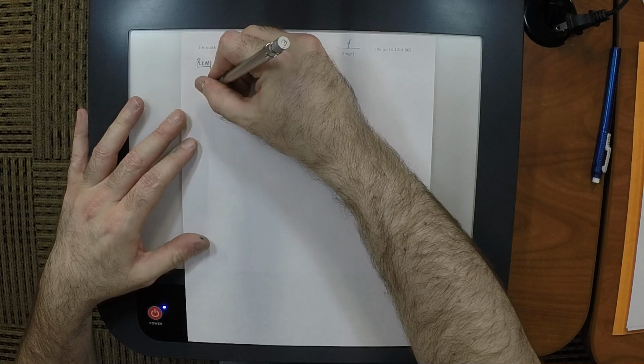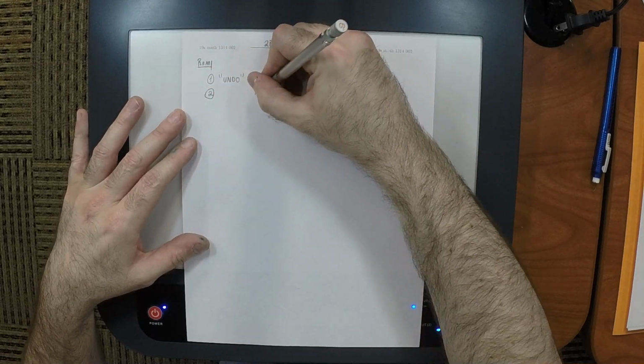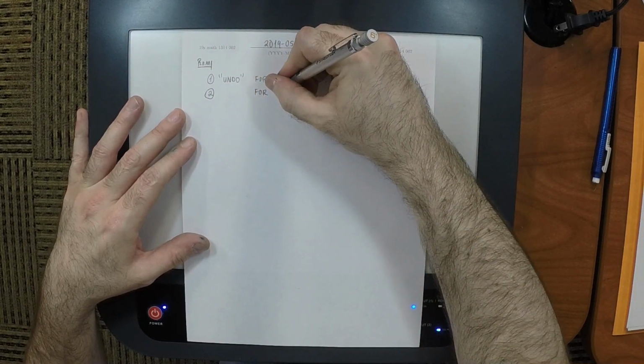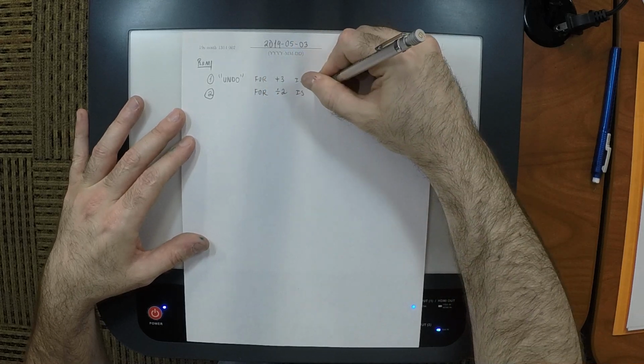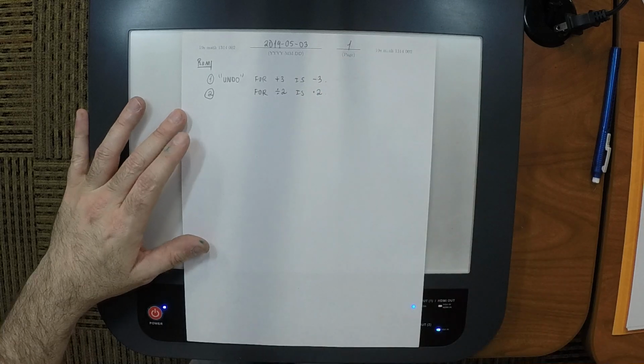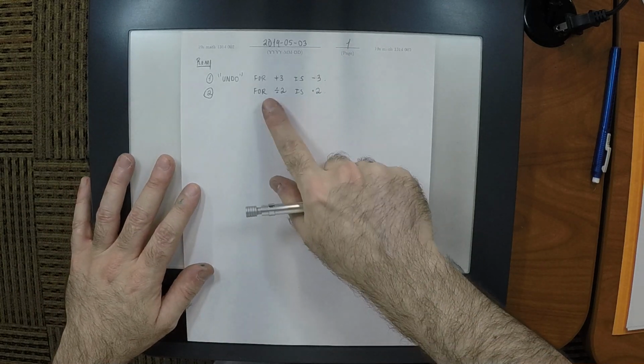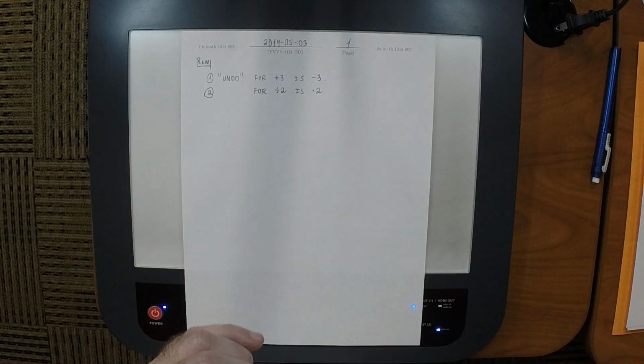And similarly, the undo for divide by 2 is multiply by 2. So if you had a number and you divided it by 2, you could get back to where you were by multiplying by 2.